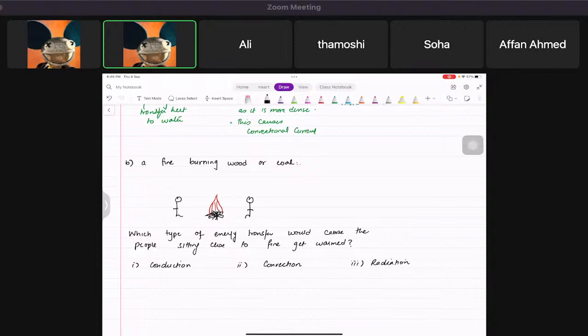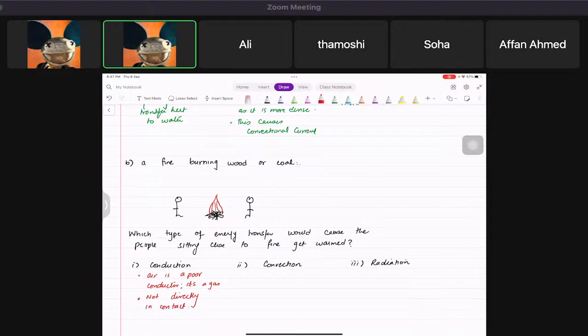It's not conduction because it's not direct contact. Basically, it's not conduction because air is a poor conductor, right? Because it's a gas, not directly in contact. Okay, that's correct. What about convection then? Why can't it be convection?